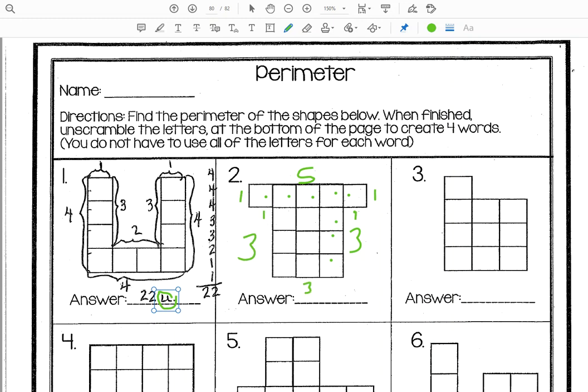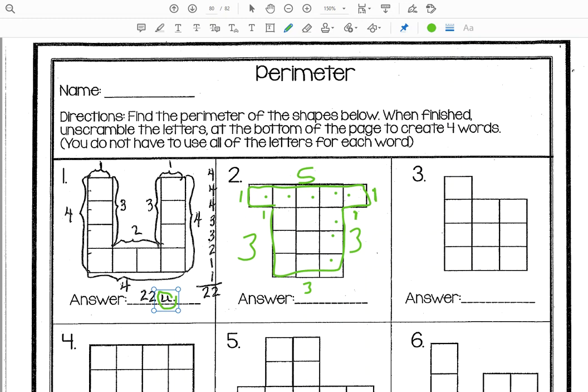You have to get every side. Here's the perimeter. You're not counting blocks, you're counting sides. So even though I marked a 1 here on this side, I still have to mark it here because that's still a side. So 5 plus 1 plus 1 plus 3 plus 3 plus 3 plus 1 plus 1 is 18.